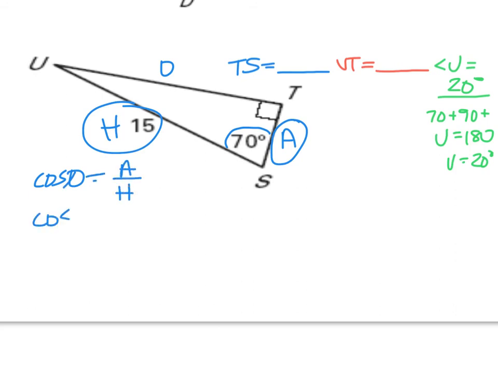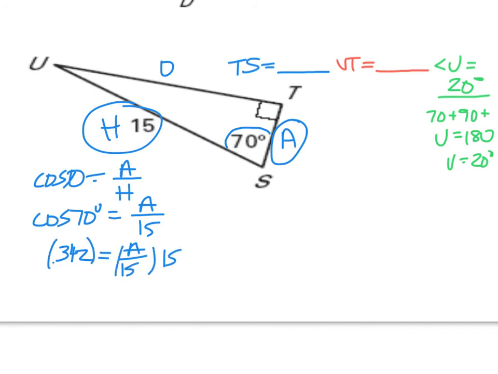So cosine of 70 degrees equals A is what I don't know, over H is 15. Look up cosine 70 in your calculator. We get 0.342 equals A over 15. And then we're going to multiply by 15 on both sides. 0.342 times 15 is 5.1. And that was side TS.